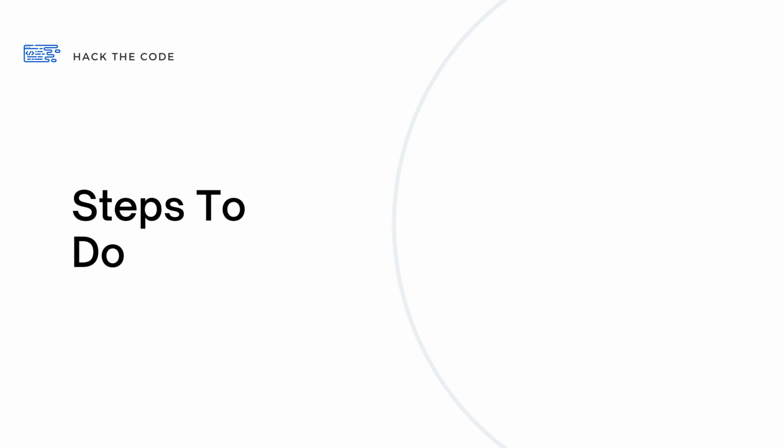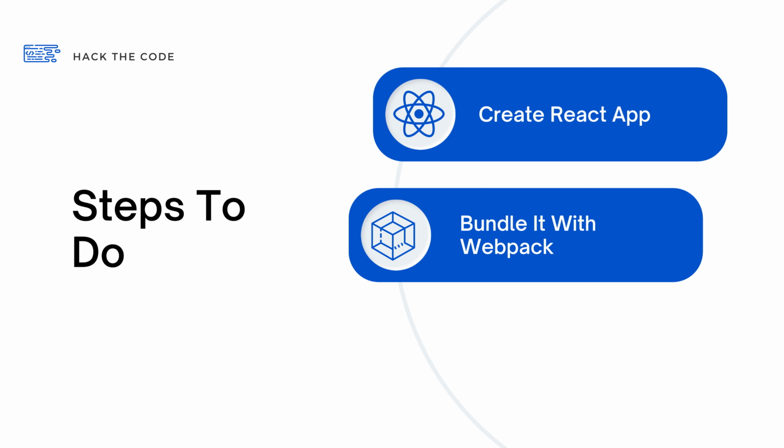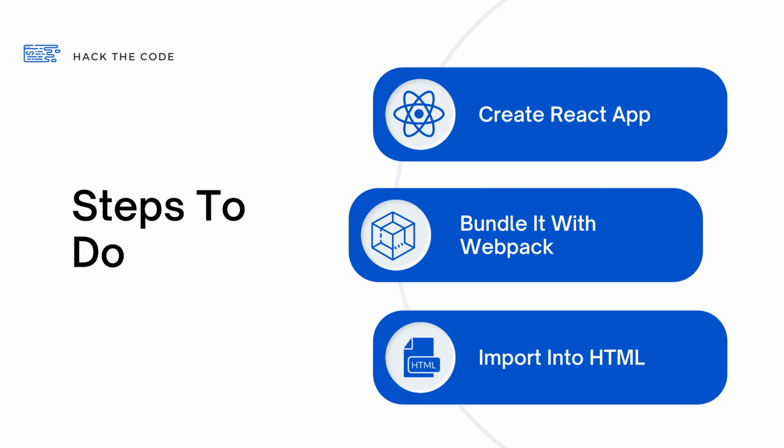The following are the steps we are supposed to do. First of all, we need to create a React application. In our case, we are going to make a navbar app. Next, we will bundle that application into a single JavaScript file with the help of Webpack. Finally, we will import the bundled JavaScript file into the HTML file using a script tag.